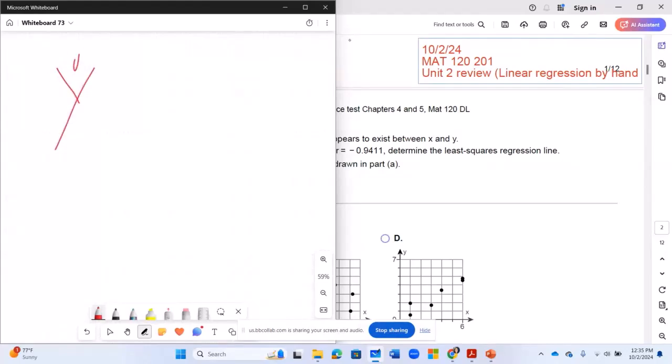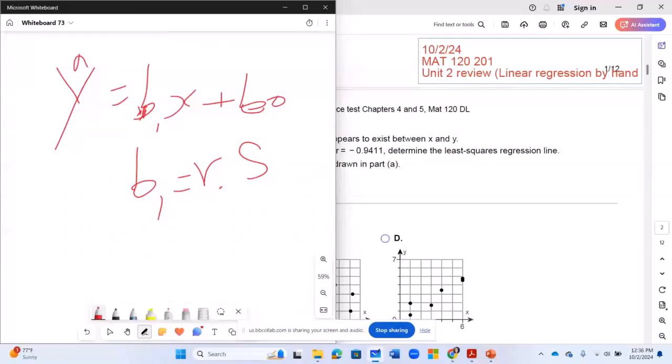Okay, so y hat is equal to b1 multiplied by x plus b0, where b0 is the y-intercept of the predicted equation. To calculate b1, the slope, it is equal to the coefficient of correlation given to us multiplied by the standard deviation of y divided by the standard deviation of x. They are all given. So it's not a big deal, it's just substitution.